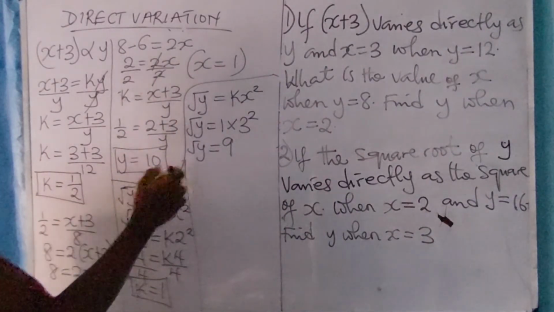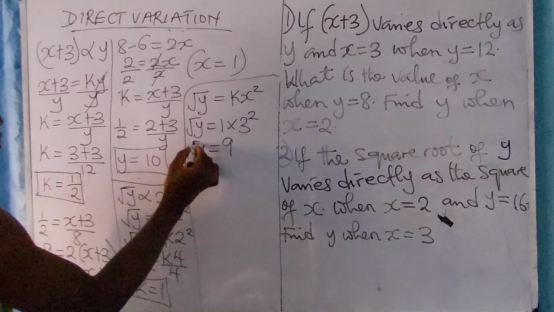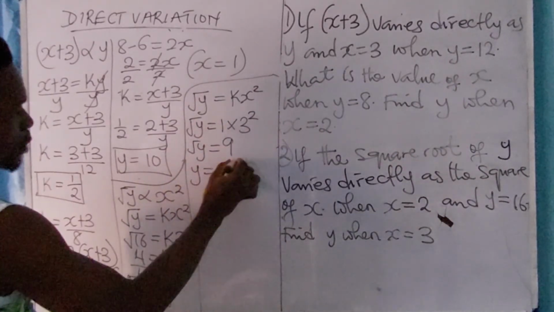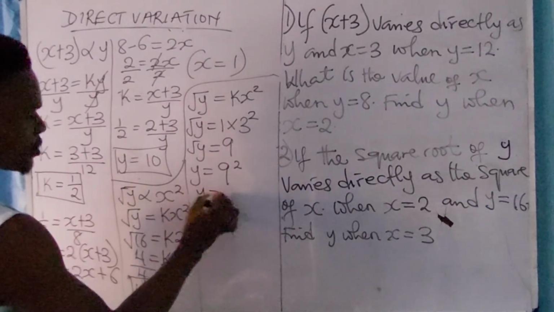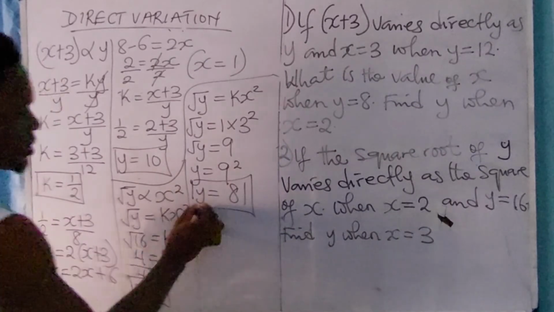Then 9 times 1 is 9. Now, since we are looking for the value of y, this root is crossing over. It becomes y equals 9 raised to power 2. Therefore, y is equal to 81. So that is the answer to this question.